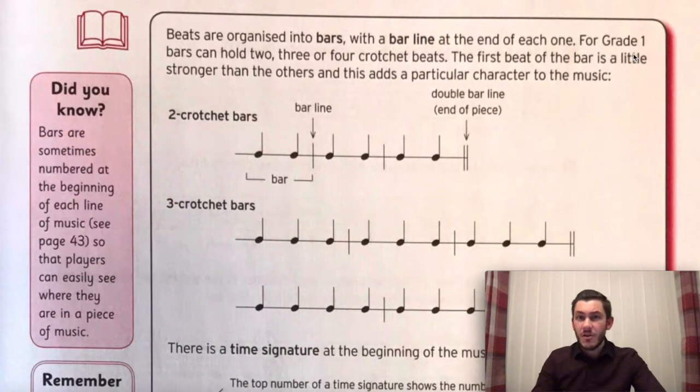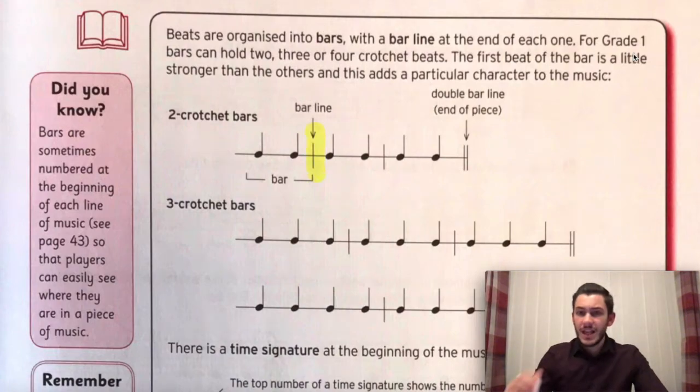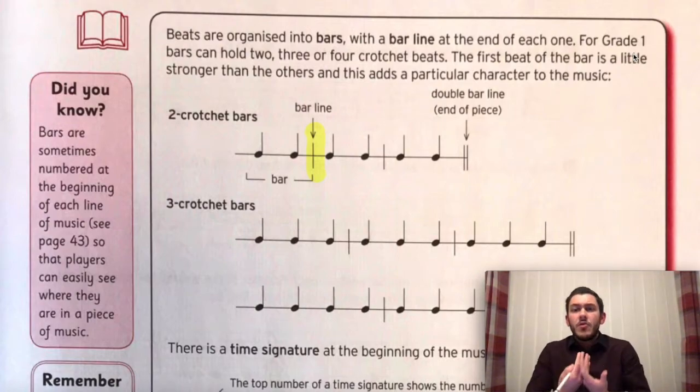Okay, so beats are organised into bars with a bar line at the end of each one. So this is a bar line here, essentially a line going down. For grade 1, bars can hold 2, 3 or 4 crotchet beats. And the first beat of the bar is always a little stronger than the others. And this adds a bit of character, a bit of push to the music.